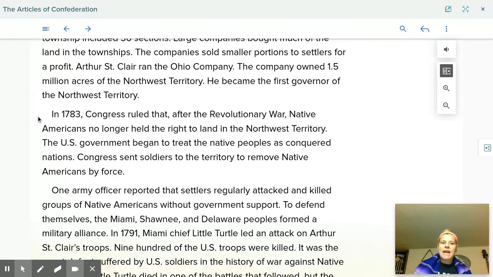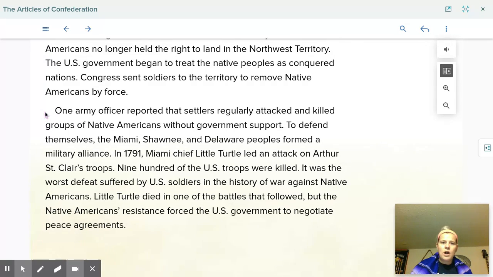In 1783, Congress ruled that after the Revolutionary War, Native Americans no longer held the right to land in the Northwest Territory. The U.S. government began to treat the Native peoples as conquered nations. Congress sent soldiers to the territory to remove Native Americans by force. So this land that they had been living on for years, they no longer were able to live there. They were asked to leave, or they were removed by force because the English settlers, the American settlers, now wanted to stay there.